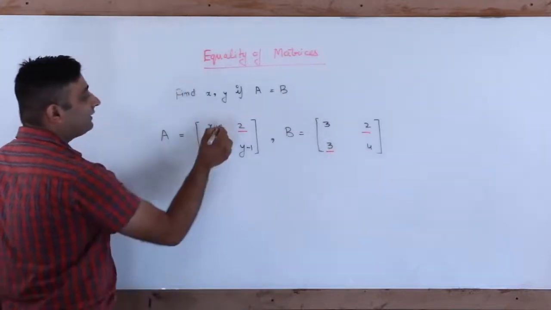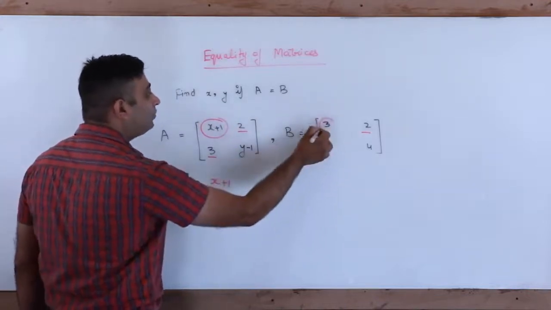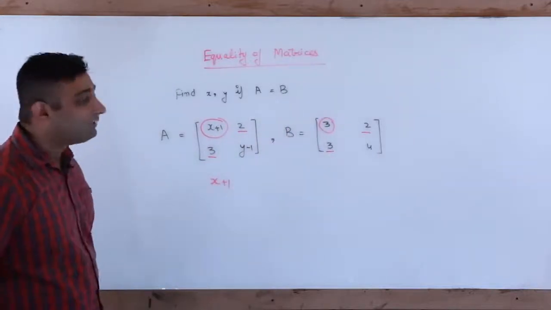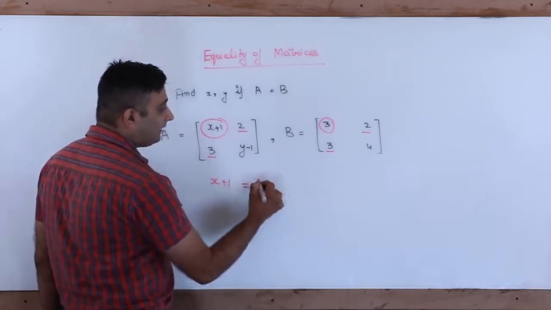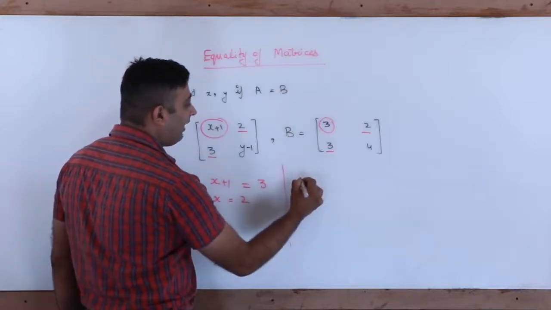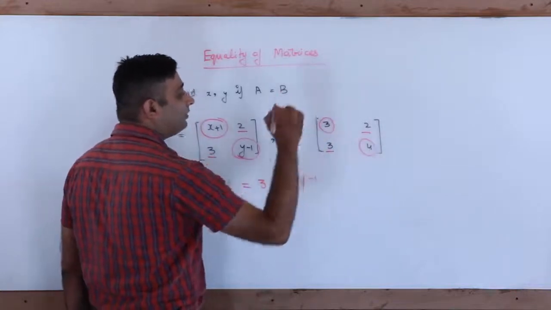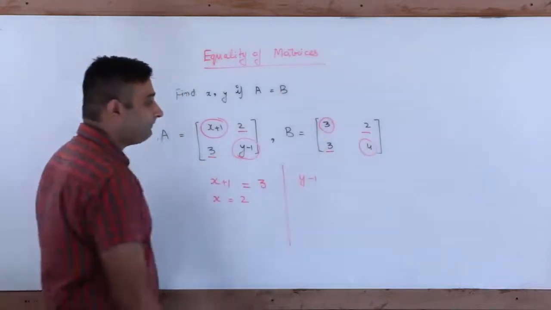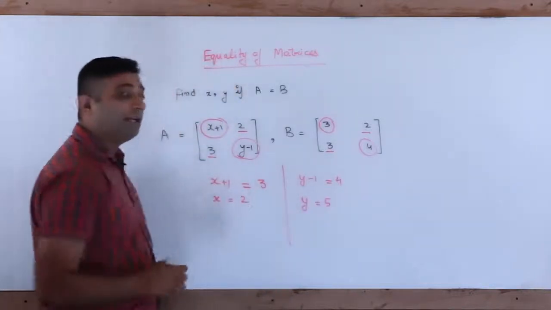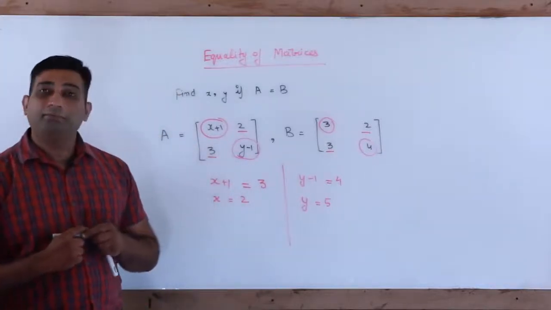Now, let us equate the remaining entries, that is x plus 1 must be equal to the 1,1 entry of matrix B because these matrices are equal. That means x plus 1 is equal to 3, that means x is equal to 2. And y minus 1, that is the A22 entry of matrix A, will be equal to the A22 entry of matrix B. That means y minus 1 is equal to 4, that means y is equal to 5. In this way, we can find some unknowns by equating the given matrices.